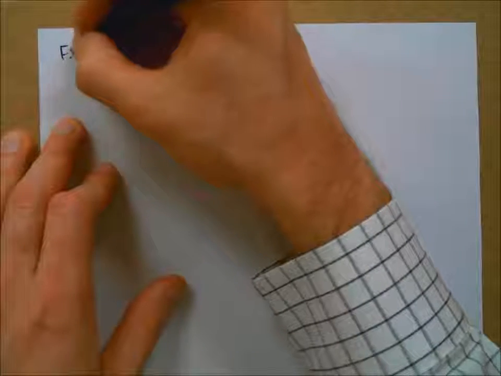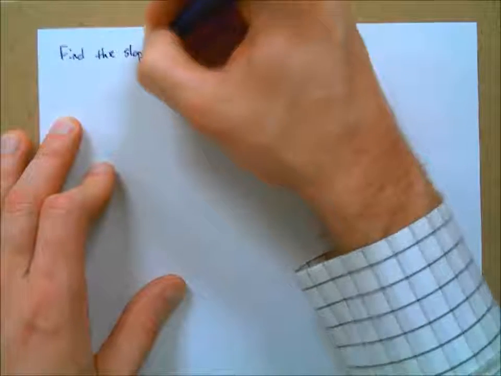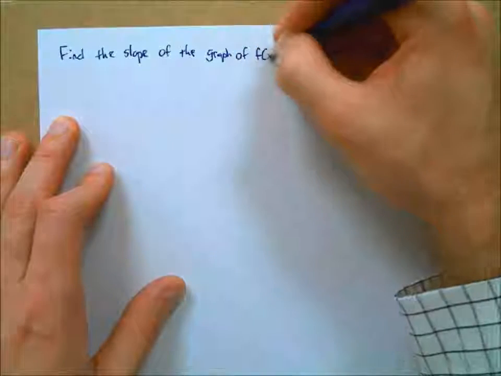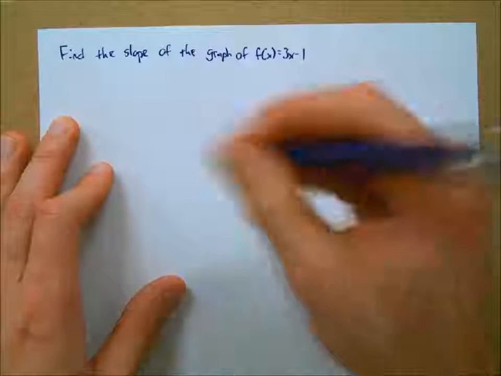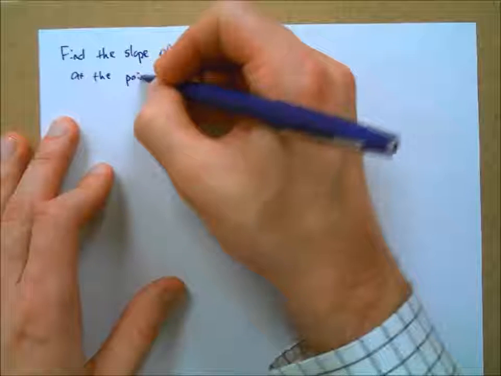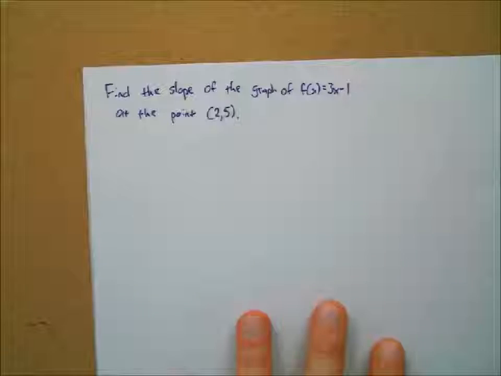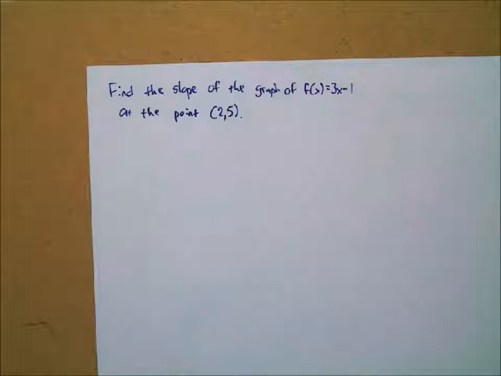So, as an example here, let's say that we want to find the slope of the graph of f of x equal to 3x minus 1 at the point (2, 5).